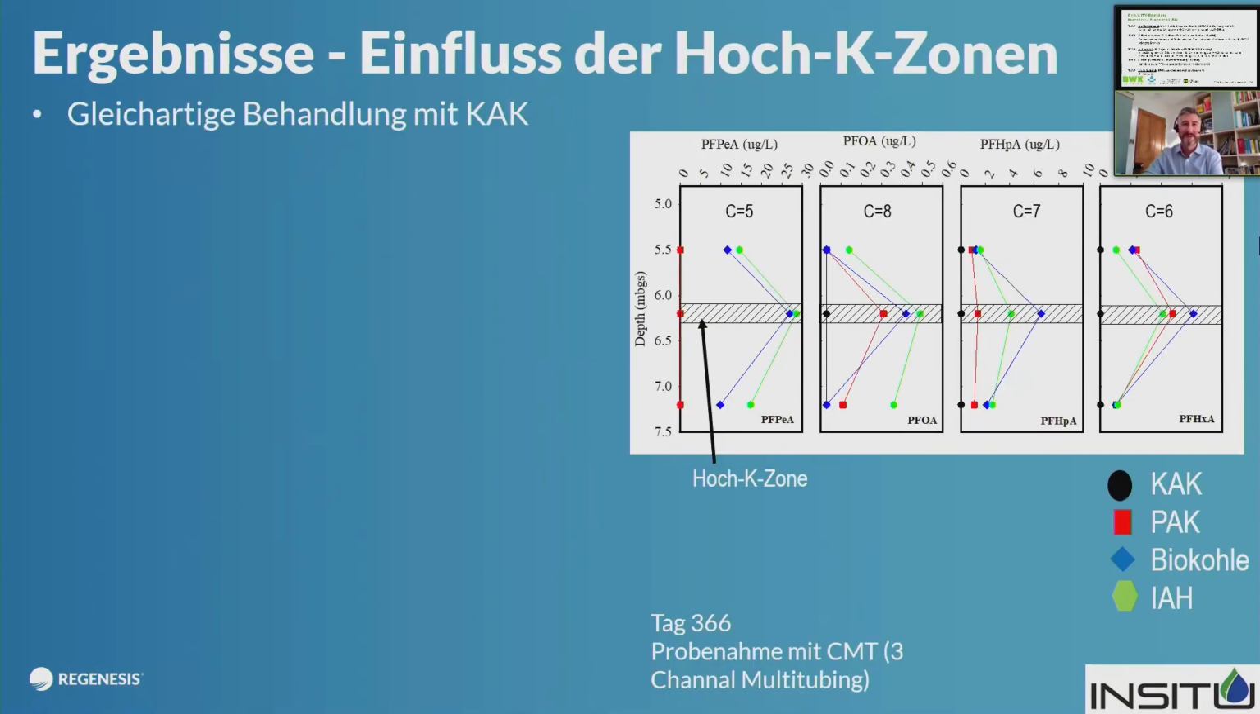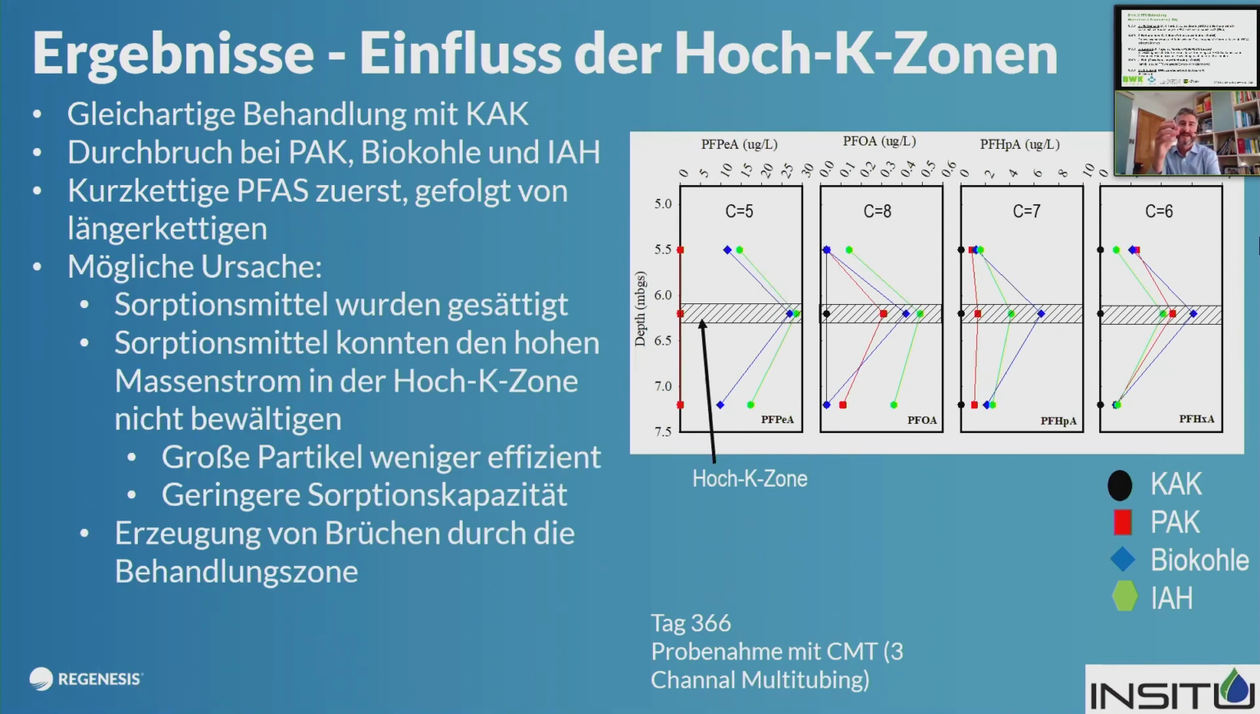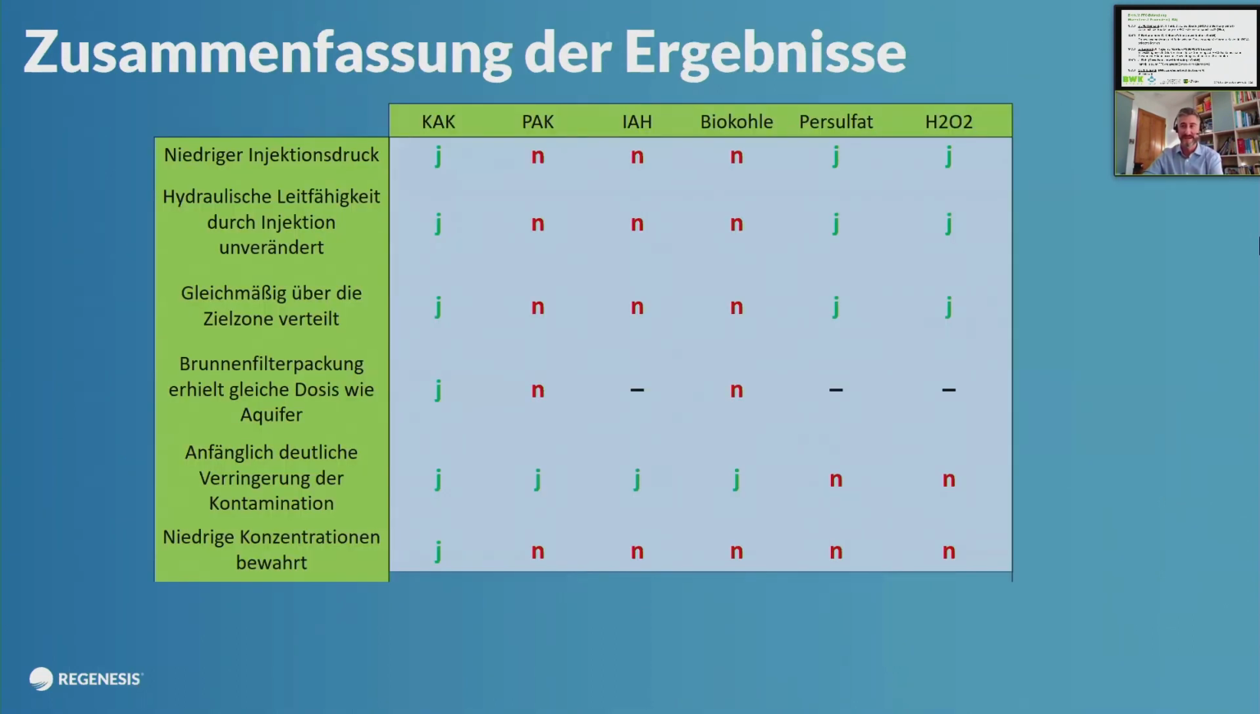months. If we look at this, looking in particular at the high flow zone, we see again that the colloidal activated carbon gets good results and stays low, and the other sorptive materials show breakthrough. Again, the shorter chain material first, and then the longer chain material starts to break through, probably because they're becoming overcome. They may have created fracture pathways through the formation, or the particle size is just making them inefficient.